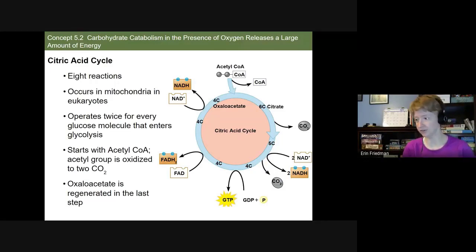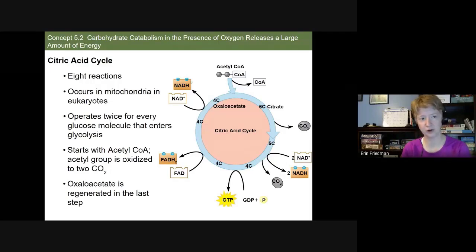So we're going to, again, focus on the inputs and the outputs. Try to keep it very simple. All right, so it's a cycle. So we're going to end with something, and then we're going to start with that same something. We've got things coming into the cycle, and we've got things going out of the cycle. And again, this is happening in the mitochondria. And it's going to happen twice for every starting glucose molecule.